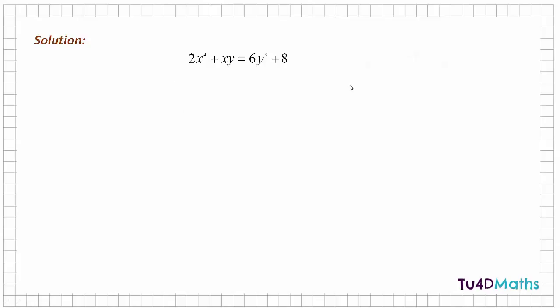Now, as y is considered a function of x, if we differentiate any of the y terms to the power of n, it'll become n times y to the power of n minus 1 times dy/dx. So, differentiating from left to right, when we differentiate 2 times x to the power of 4, we get 8 times x cubed as normal.